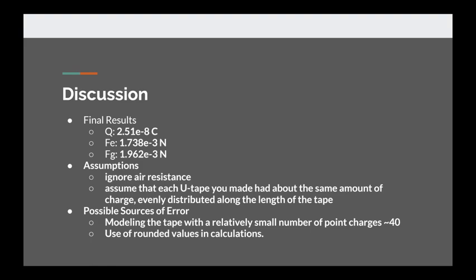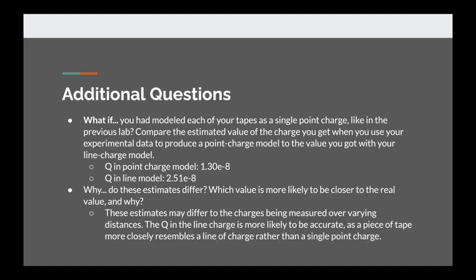And some possible sources that could have affected these results: we modeled the tape with a relatively small number of point charges, 40 in this case. We also used some rounded values in calculations. The chances of these things affecting our result are little to none. So, additional questions. To answer the what-if question, the Q we got in the point charge model was 1.3 times 10 to the negative 8. The Q in the line charge model was 2.51 times 10 to the negative 8.